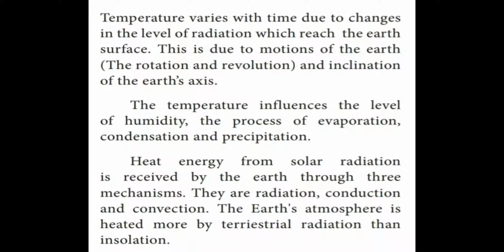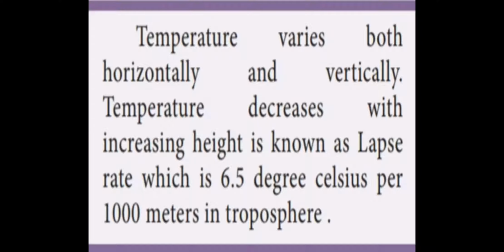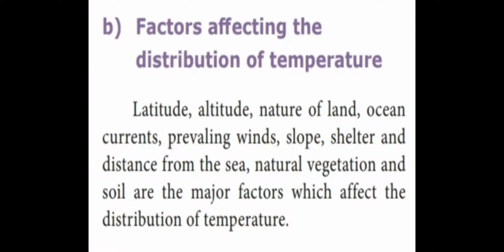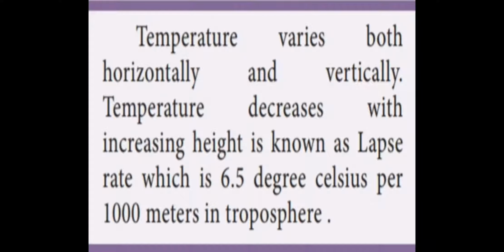The earth's atmosphere is heated more by terrestrial radiation than insolation. So, terrestrial radiation is nothing but the radiation from the soil, water and vegetation. These are called what? Terrestrial radiation. The heat or radiation from the soil, water and vegetation is called terrestrial radiation. Next, temperature varies both horizontally and vertically.